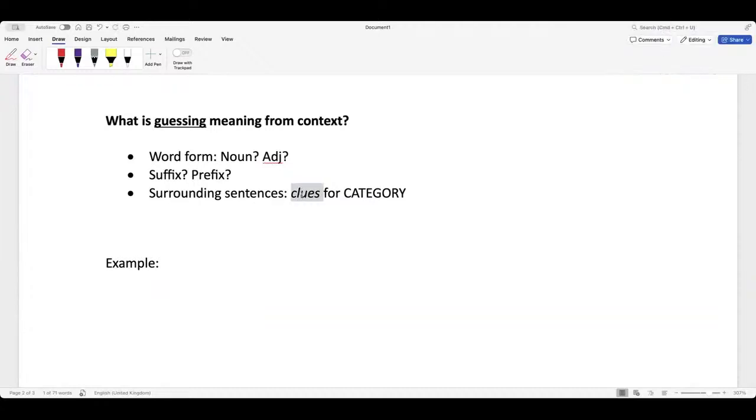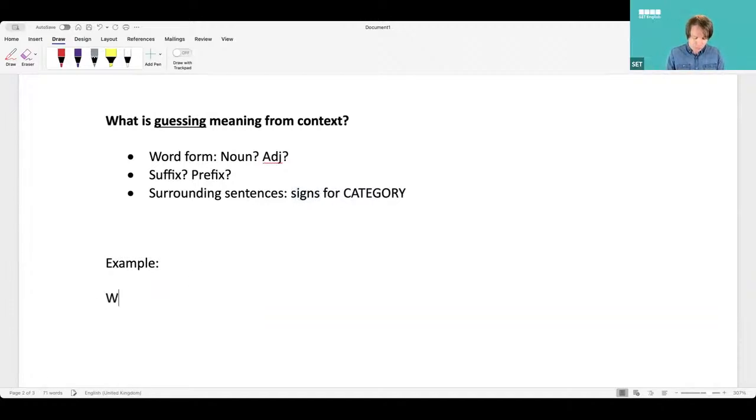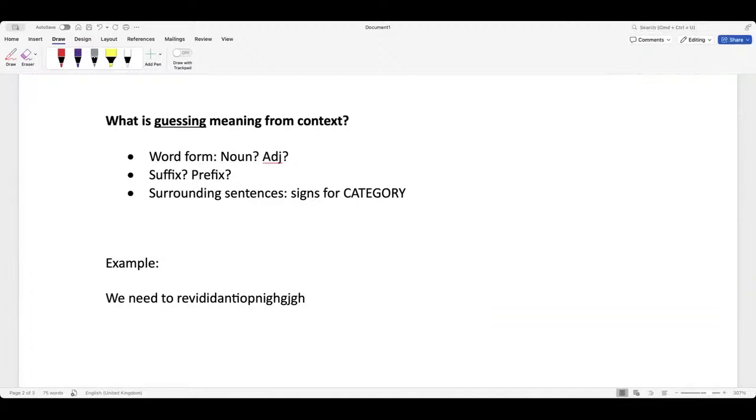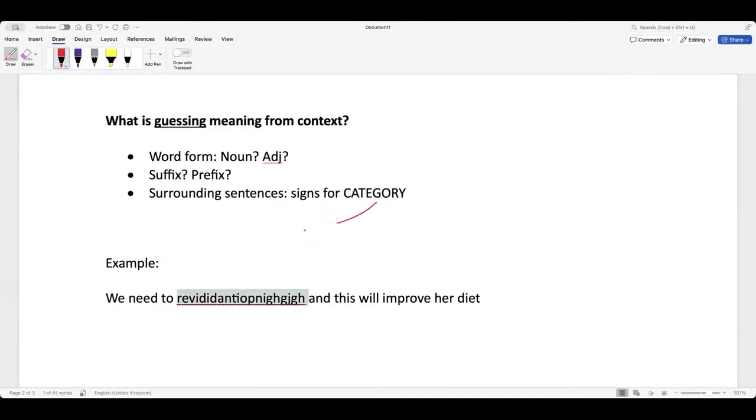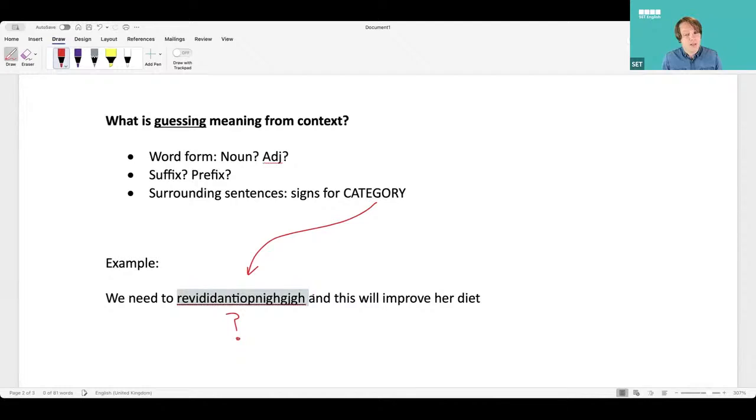What does clue mean? What is the clue? Sign. Sign, okay. That's better. Okay, so if I said, look, it might say something like this. We need to revididantion blah, blah, blah. Is this a real word? No. Okay. And this will improve her diet. What category of information is this, do you think? Nutrition. Something to do with food or nutrition, right? Maybe exercise, for example. Exercise. Procedure. So the point is, we don't know exactly, but we can guess in general, right?